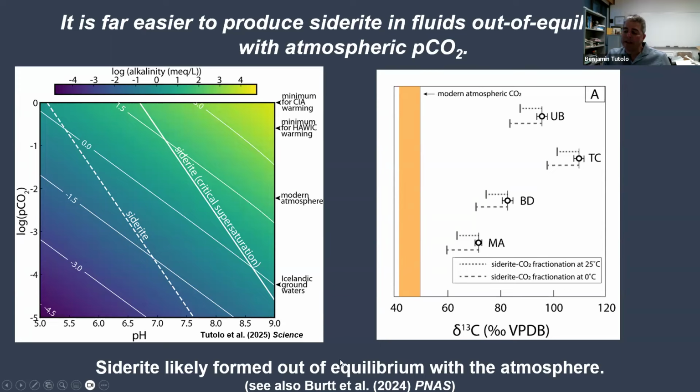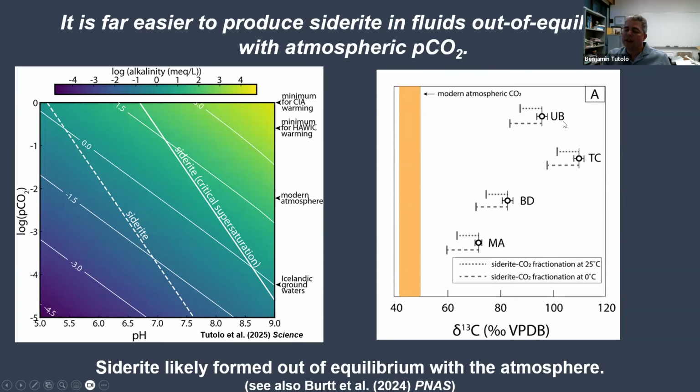This paper published by David Burt in 2024 shows us that if we look at the isotopes of carbon and oxygen, in this particular case the isotopes of carbon of siderite, we can see quite easily that they are far, far out of equilibrium with the modern atmosphere, and the modern atmosphere is thought to be even isotopically heavier than the ancient atmosphere.